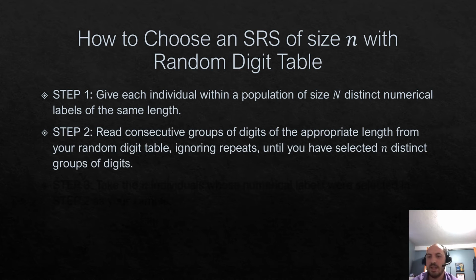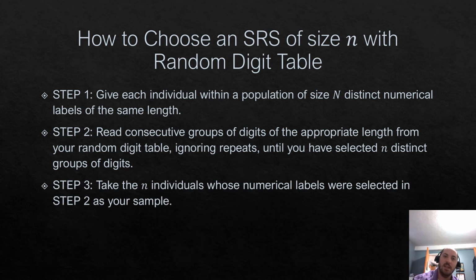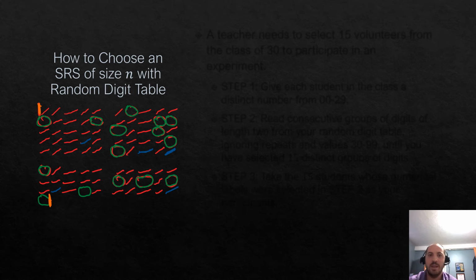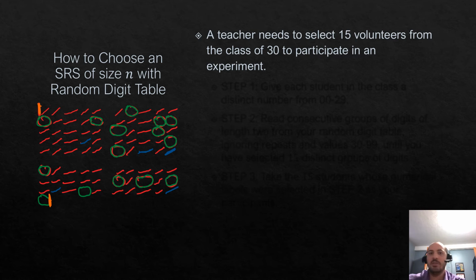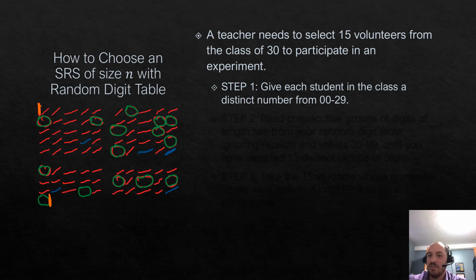Then you want to read consecutive groups of digits of the appropriate length from your table, ignoring repeats again, until you've selected however many groups of digits you want. Finally, the individuals who correspond to the numerical labels selected consist of your sample. So what that might look like is the following. A teacher needs to select 15 volunteers from a class of 30 to participate in an experiment. So this teacher gives each of their students a distinct label from 00 to 29. This is where I say everything is the same length. So 00, 01, 02, all the way up to 29.